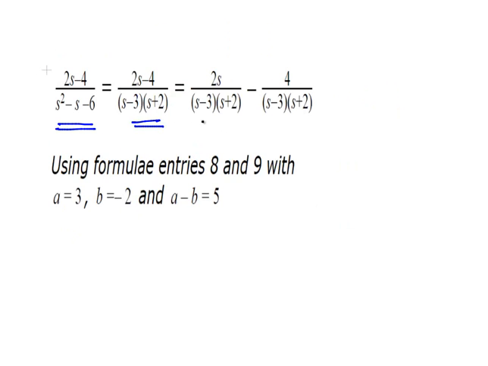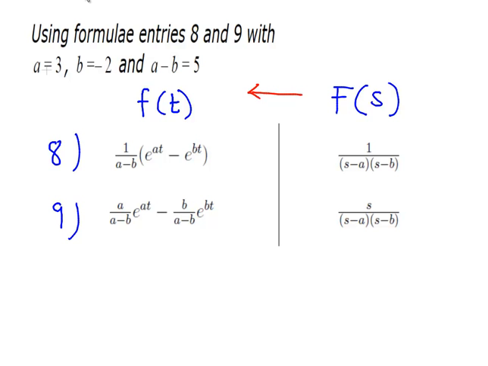So let's go back here again. What we could do here is split this expression into two additive parts. So we have 2s over s minus 3, s plus 2, minus 4 divided by s minus 3, s plus 2, and perfect. We can have the multiplication constants outside. So we have 2 times that and minus 4 times that. Perfect.